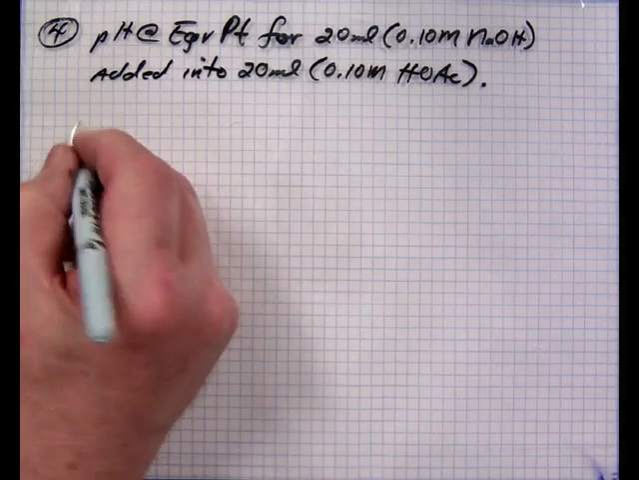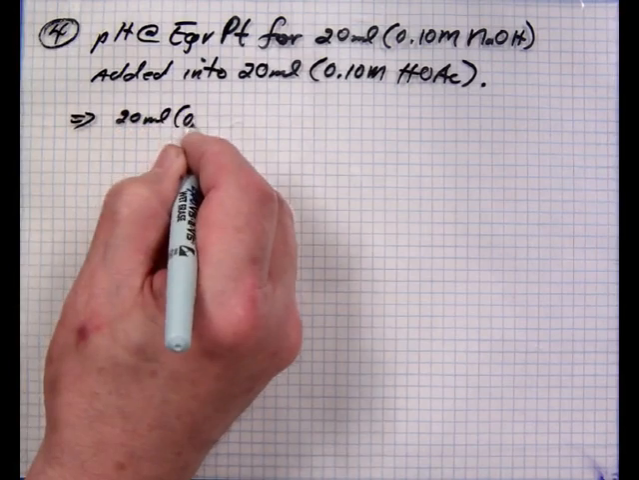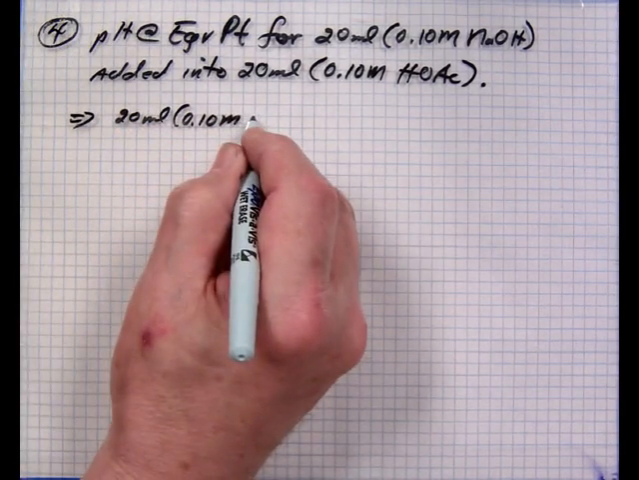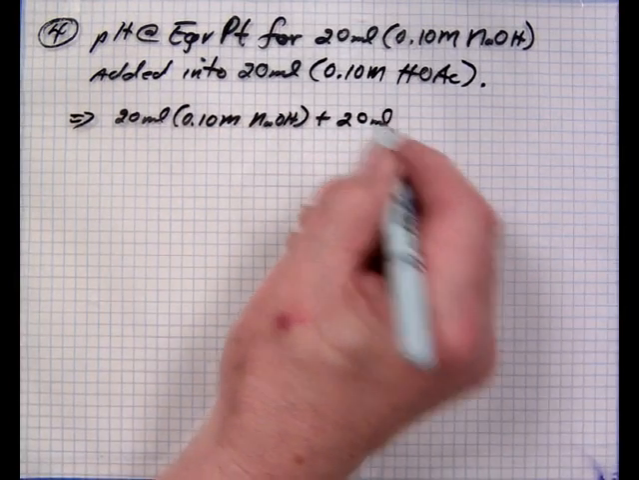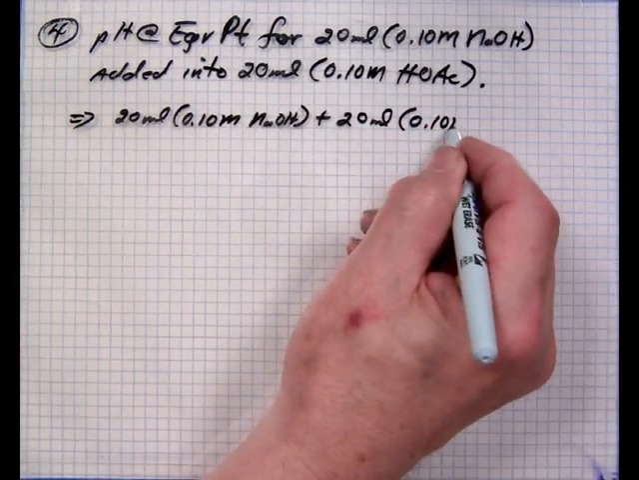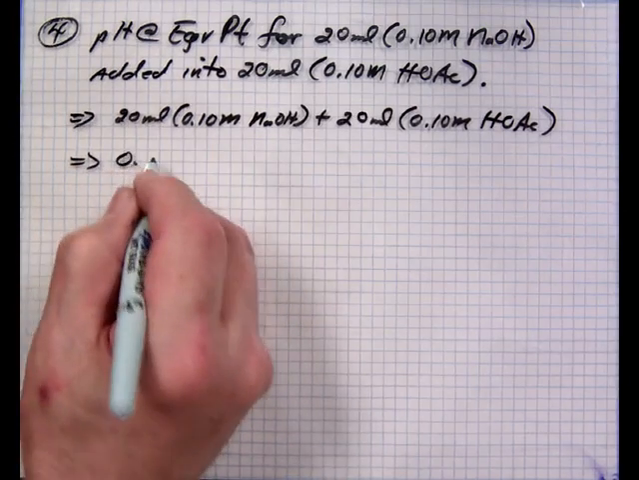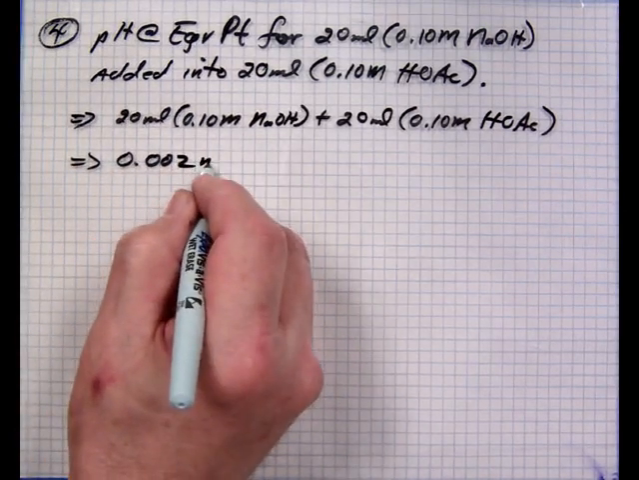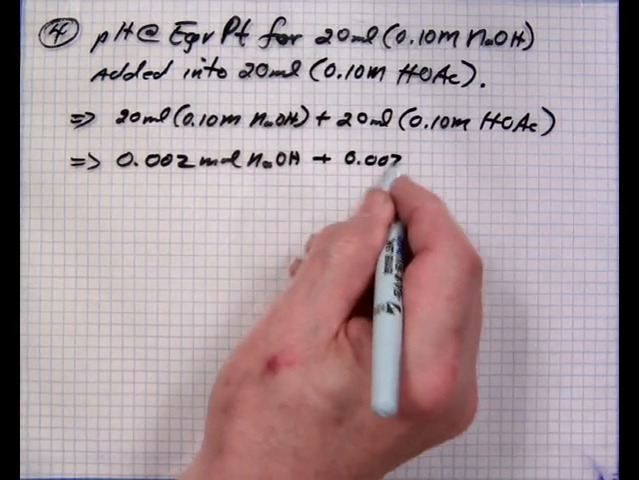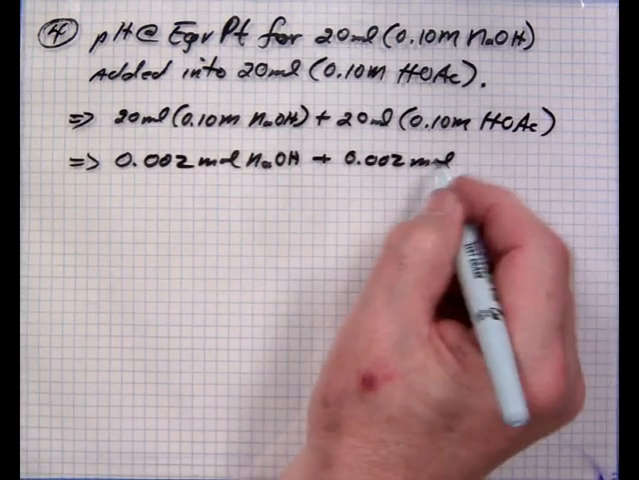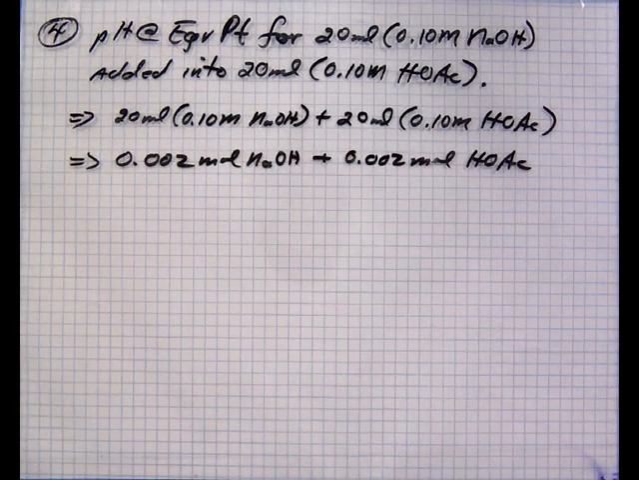Now we can set this up as follows. You take 20 milliliters of 0.10 molar sodium hydroxide plus 20 milliliters of 0.10 molar HOAc, which will of course give you 0.002 mole of sodium hydroxide plus 0.002 mole of acetic acid. Now that's equal mole amounts.